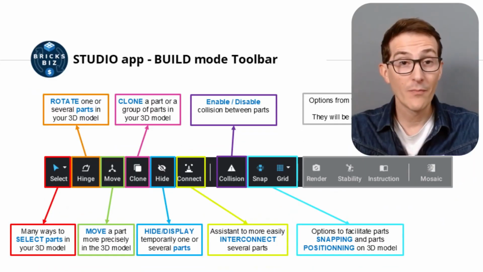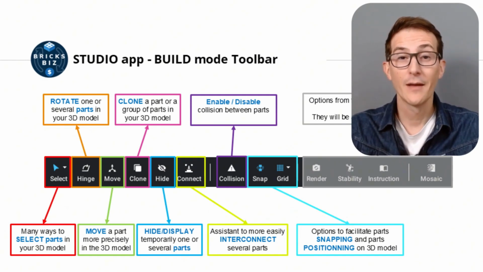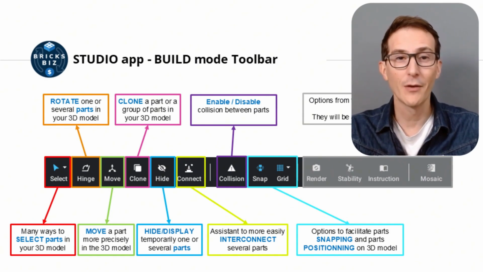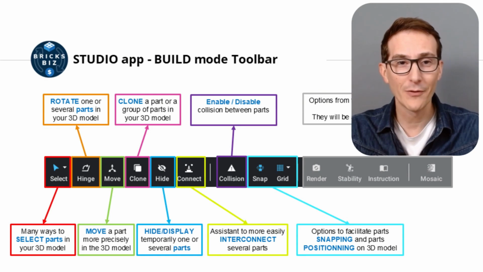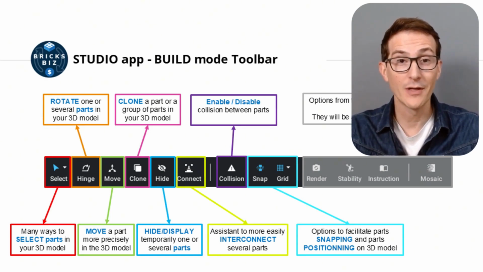Let's start by looking at the toolbar located at the top of the building interface. First of all, you'll find buttons for performing actions on the 3D model. A Select button that lets you select parts in the design area of the 3D model in a number of ways. Next comes the Hinge option, which lets you rotate one or more parts in your 3D model. The Move option allows you to perform shifts of a part or of a group of parts within the 3D model with preciseness. The Clone option lets you duplicate a part or group of parts in your 3D model.